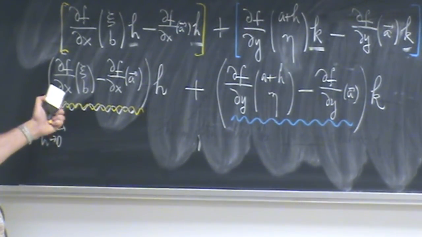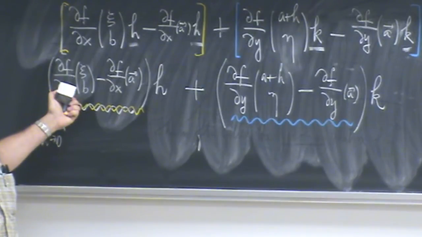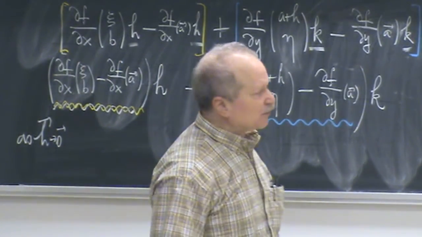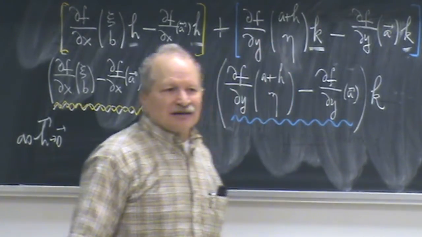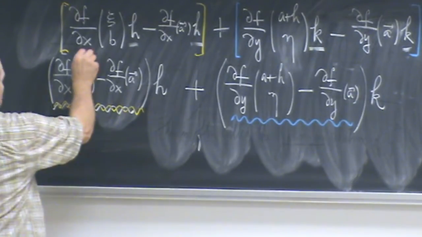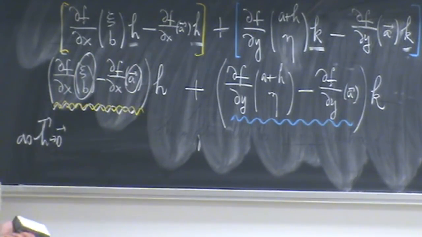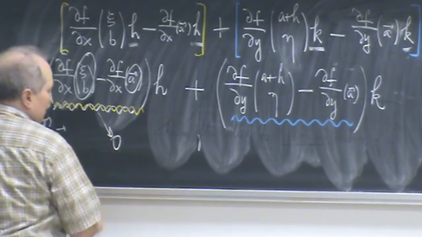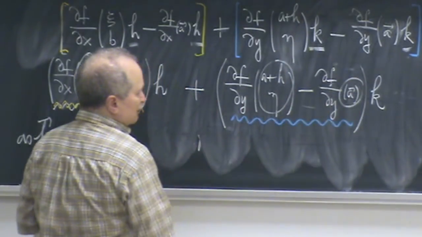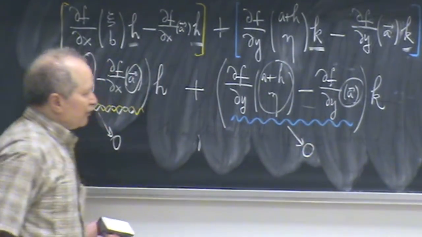What do we know about the function partial with respect to x? Finally we get to use the hypothesis of the theorem, which is erased. What are we assuming about the partials? Continuous. So what happens is this point approaches this point. This goes to zero. What happens as this point goes to this point? Zero. This goes to zero.